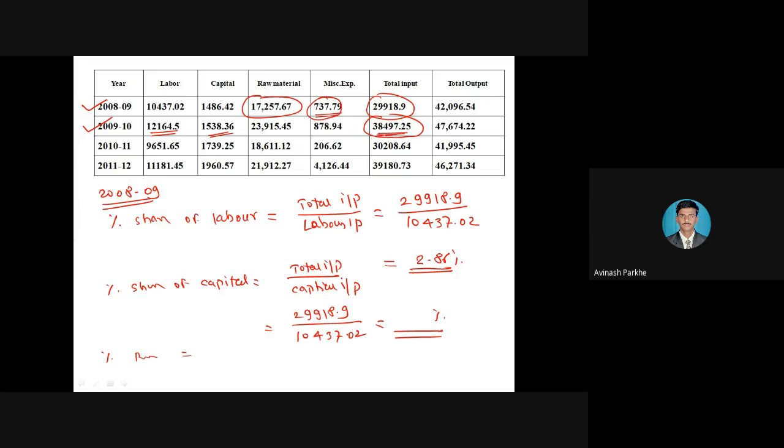Again, total input divided by raw materials, and you will get the percentage share. Similarly for the miscellaneous. Then for the next academic year, 2010 to 11, you have the total input 30,208.64. Again, for 2010 to 11, total input divided by labor input, then total input divided by capital, total input divided by raw material, and for miscellaneous.